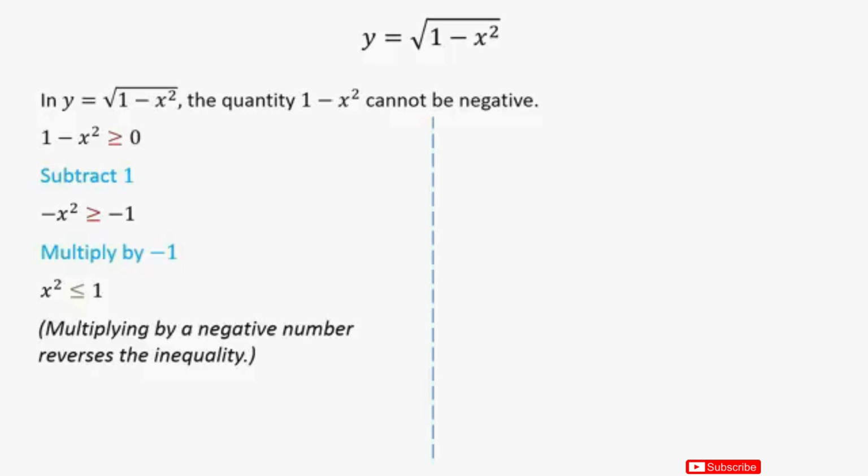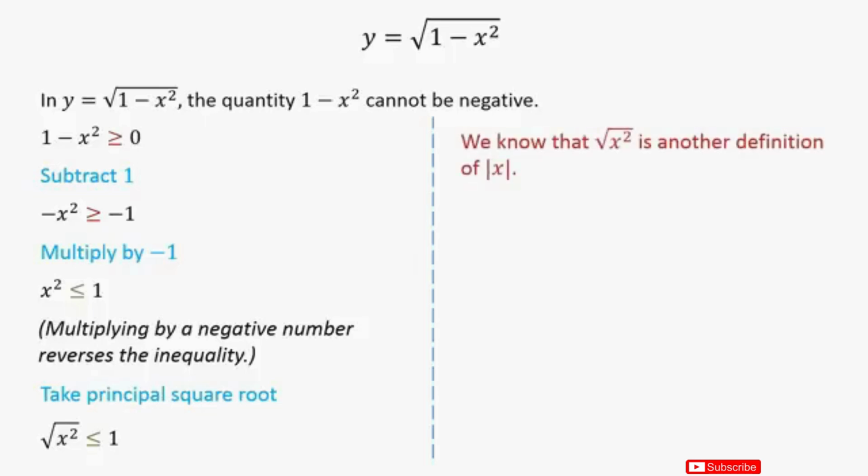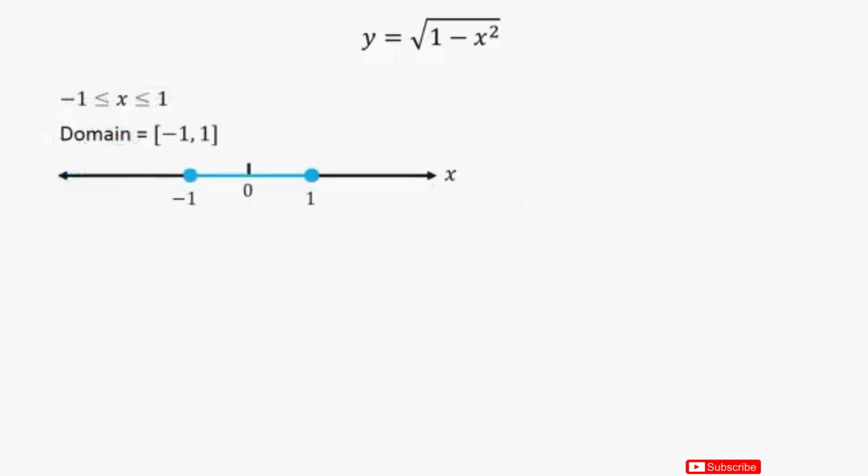Since all the values in this inequality are non-negative, we can take the principal square root. Doing so, we get principal square root of x squared is less than or equal to 1. We know that principal square root of x squared is another definition of modulus of x. So we can write this inequality as modulus of x is less than or equal to 1. This implies that x is greater than or equal to -1 and less than or equal to 1. Therefore, the domain of this function is the closed interval from -1 to 1.